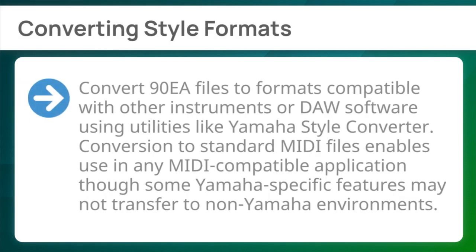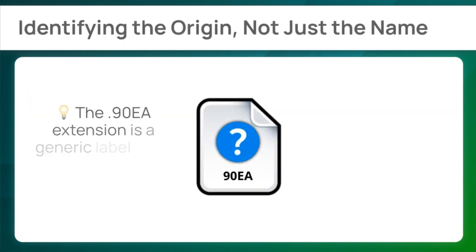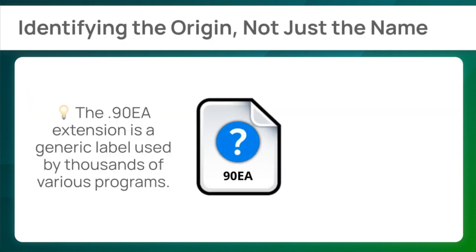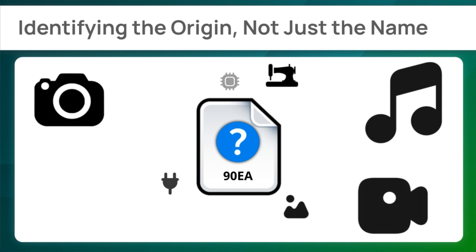Finally, converting style formats. Convert 90 EA files to formats compatible with other instruments or DAW software using utilities like Yamaha Style Converter. Conversion to standard MIDI files enables use in any MIDI-compatible application, though some Yamaha-specific features may not transfer to non-Yamaha environments. If compatibility checks failed, it is likely because the file extension name is shared by different developers for unrelated formats, causing your PC to use the wrong reading language.